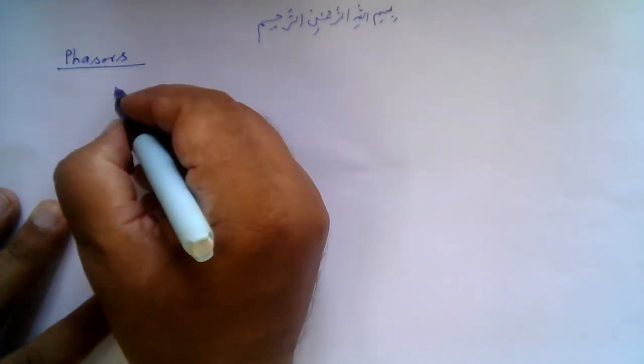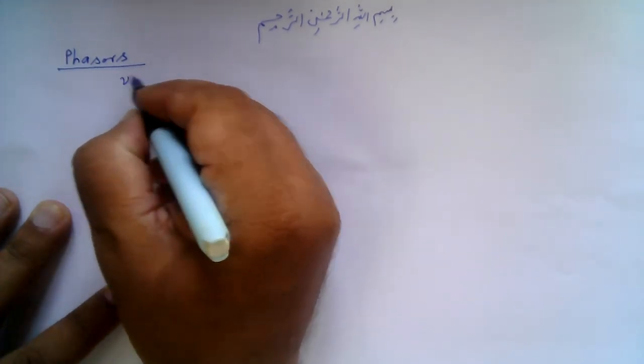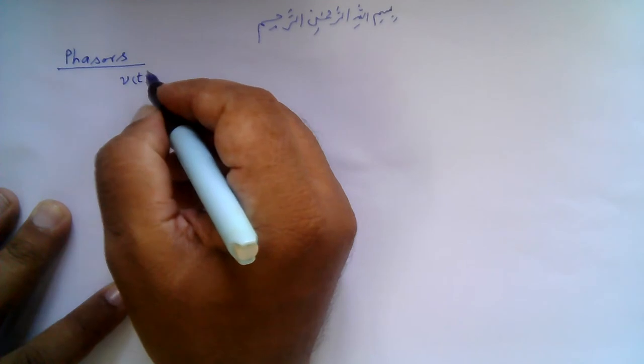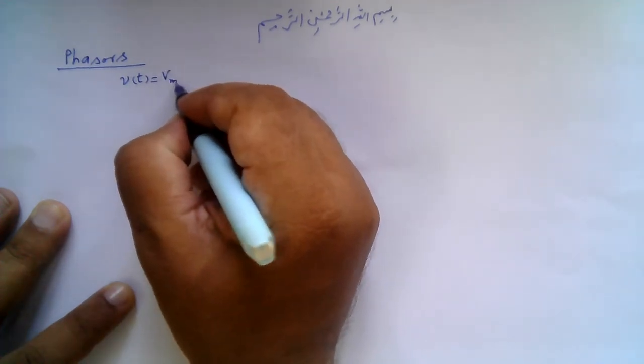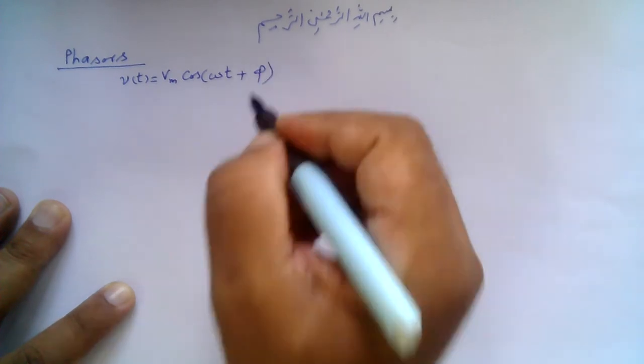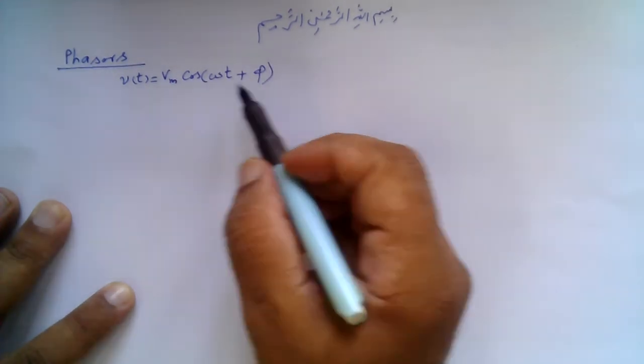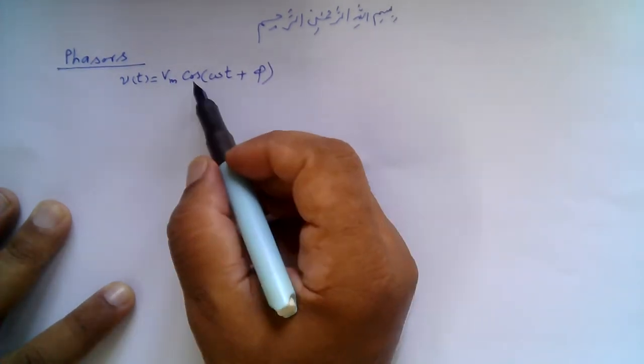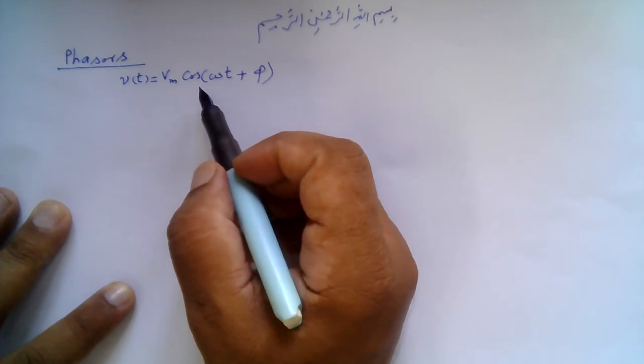So, let us consider a sinusoid. v of t is equal to Vm cos(omega t plus phi). So, this is a sinusoid in time domain. Note that though we are using cos here, it is still called a sinusoid, right?